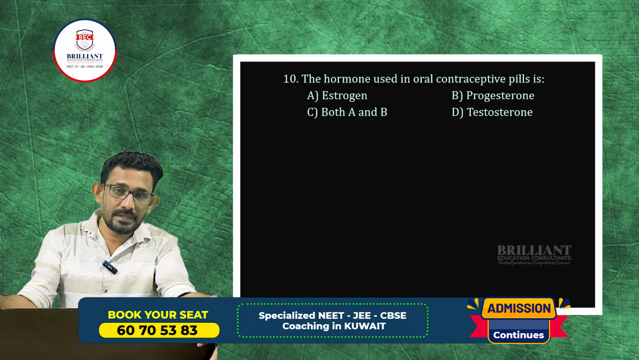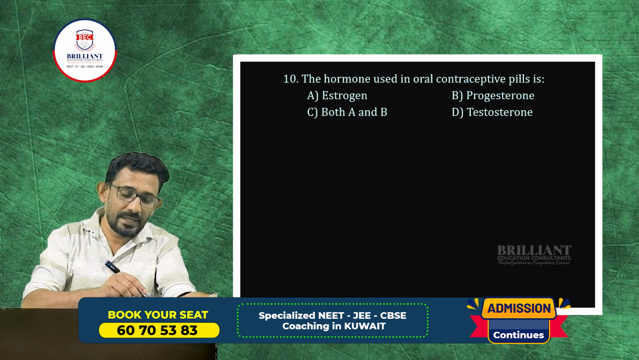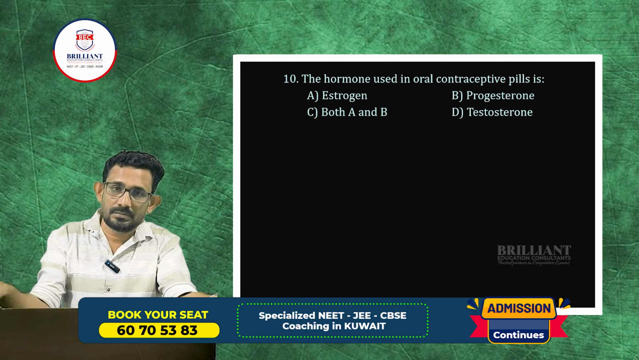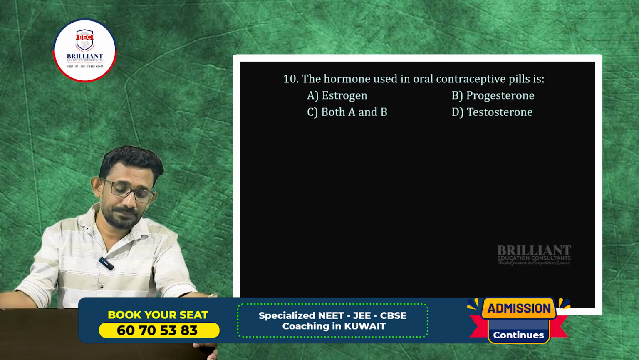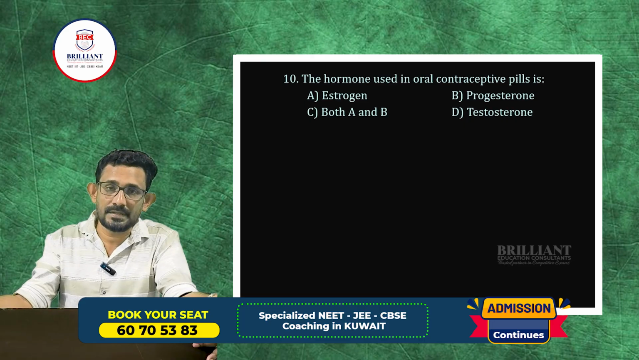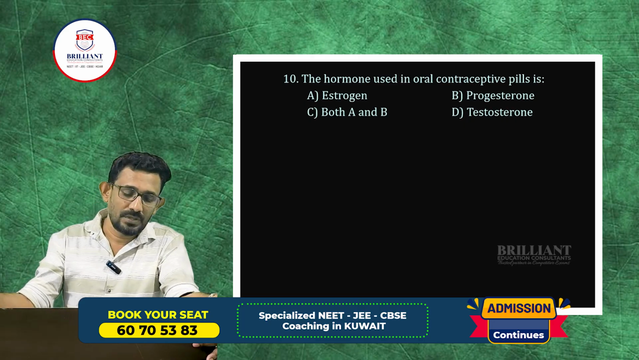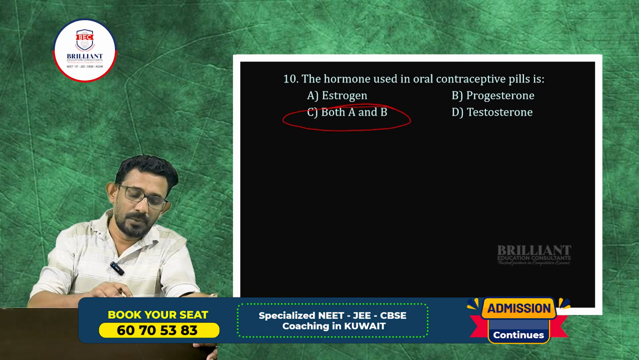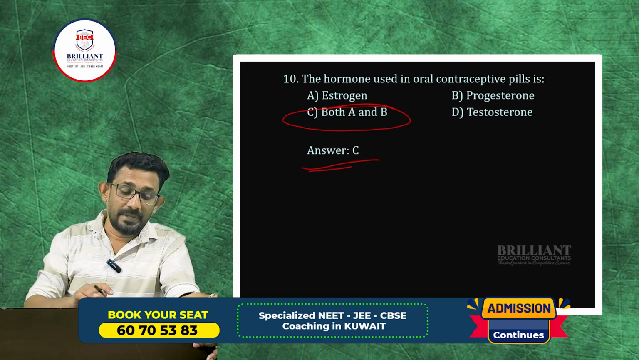Then hormone releasing IUDs are there, and contraceptive pills are there. The hormones used in oral contraceptive pill: both estrogen and progesterone are used. So your options are A estrogen, B progesterone, C both A and B, D testosterone. I mentioned that the hormones used in oral contraceptive pill are both estrogen and progesterone. So here option C is the correct answer, both A and B.